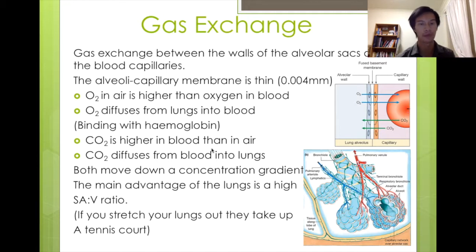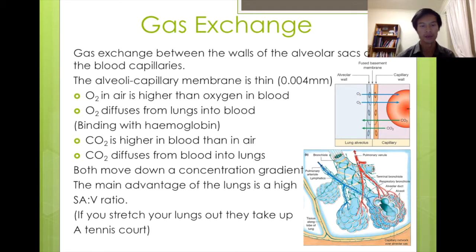Okay, the opposite happens with CO2. It's higher in the blood than in air, and so it diffuses into the lungs. Okay, and then both move down a concentration gradient, and therefore it is a passive diffusion, and it's a passive transport process. Because it's passive and it's a diffusion, it's a bit of a slow process, and so the main advantage of the lungs is that it needs to have a high surface area to volume ratio so that you can get enough oxygen for the cell's regular needs.